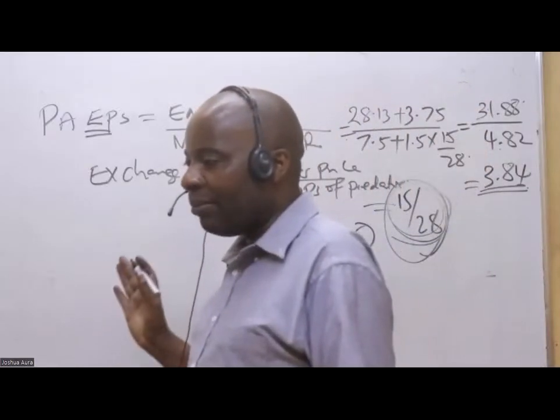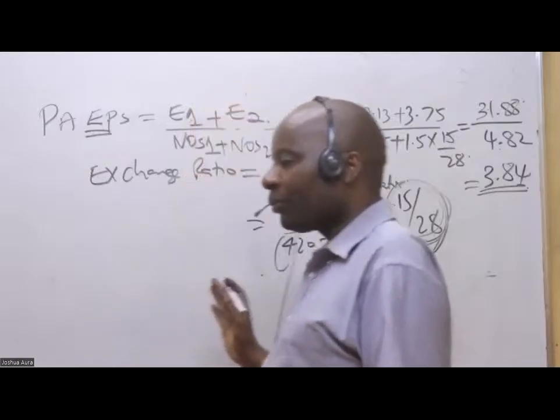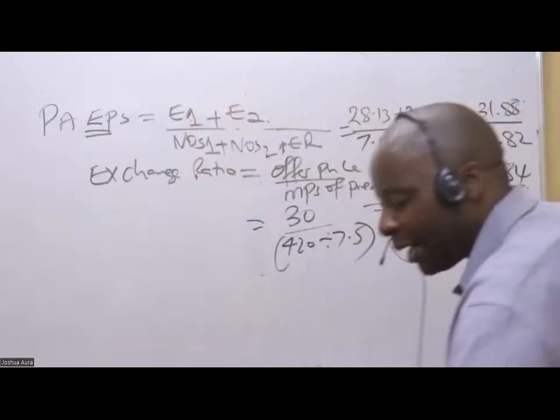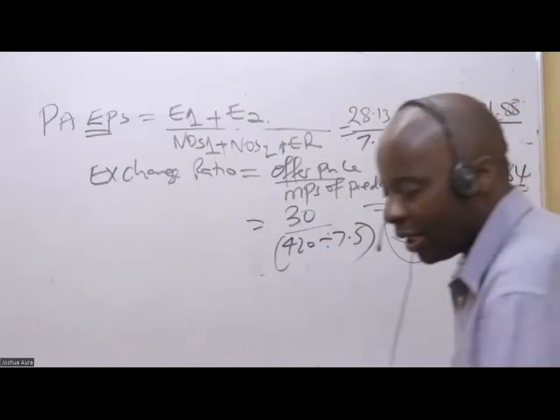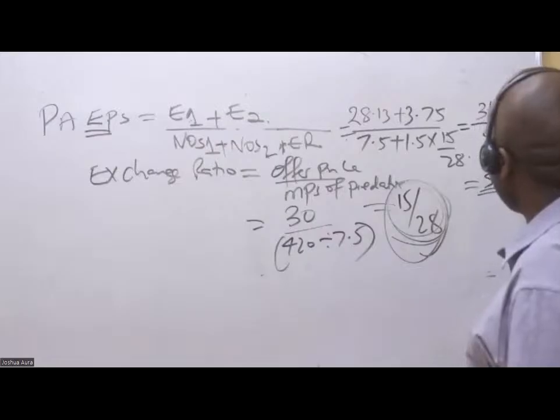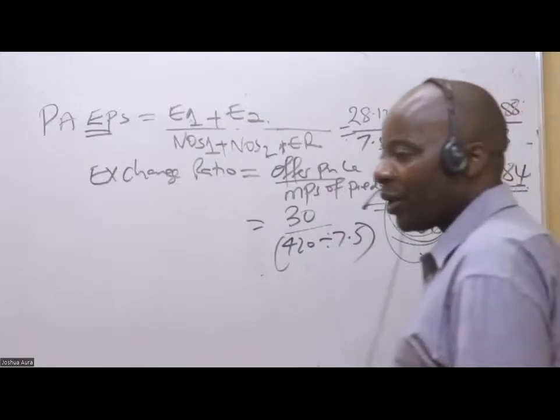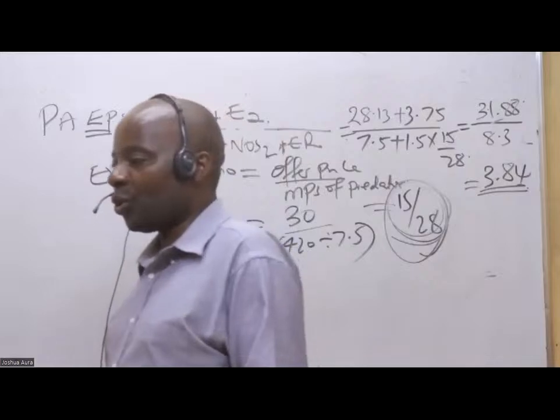So the denominator, I'm being told here, is supposed to be 8.3. The denominator is supposed to be 8.3 like that. So then the final answer is supposed to be equal to what?